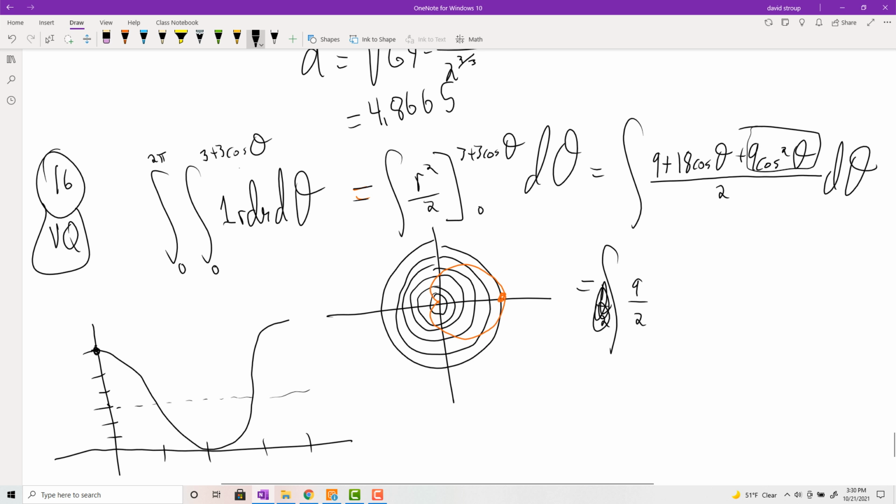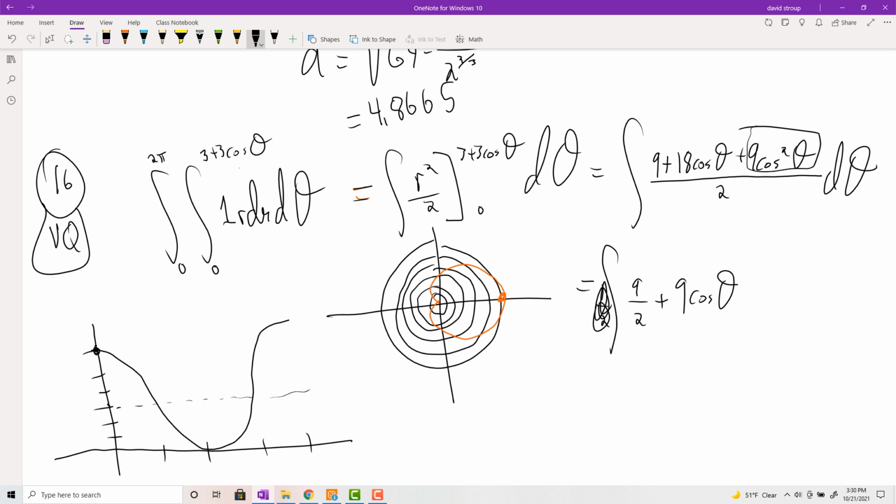9/2 plus another 9/2, sorry, 18/2 for the second one. I don't know why I thought that was 9/2. It's just going to be 9. 18 over 2 is 9.